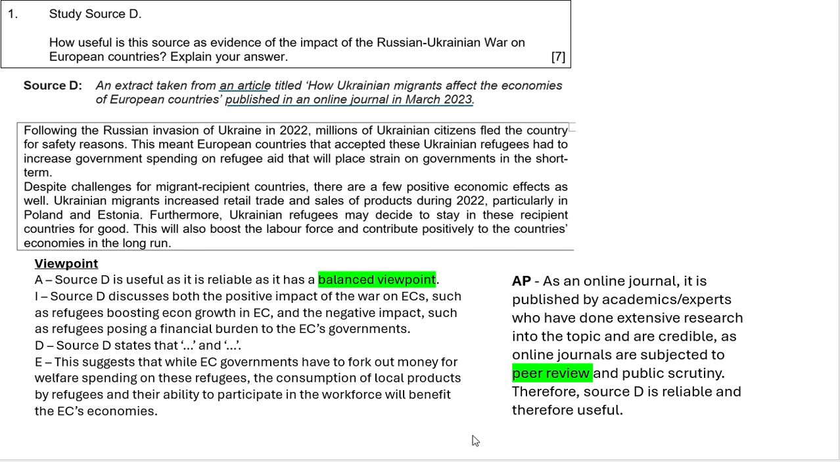So basically, how the provenance affects how this person might have portrayed this particular situation. So in this case, because this person has done so much research as an expert, they are able to provide this balanced viewpoint. So not just have a one-sided viewpoint of the issue, but to have read enough to consider both sides of the coin. Okay, so this is all for our utility question.